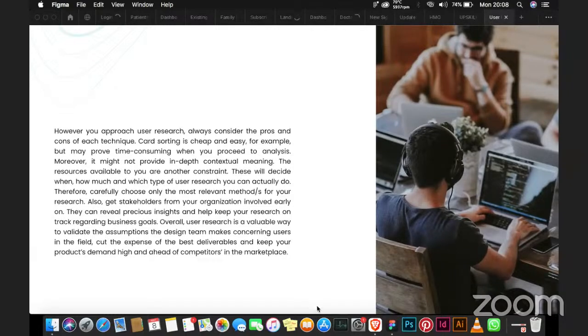So there are several ways, in as much as card sorting is cheap, because most people don't use card sorting. There are several methods to user research. There's card sorting, there are design sprints, right?